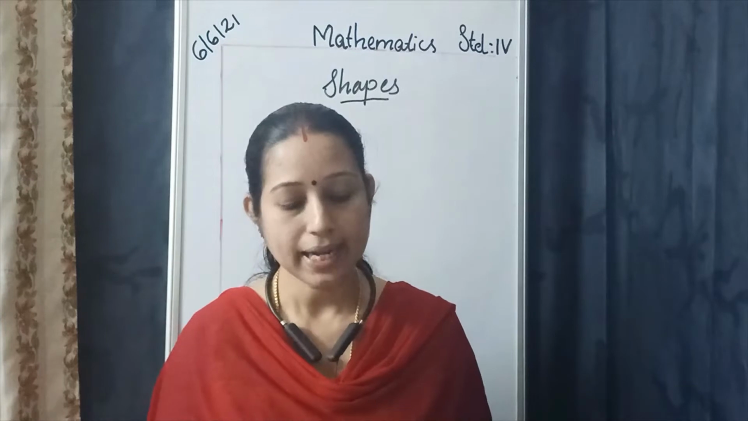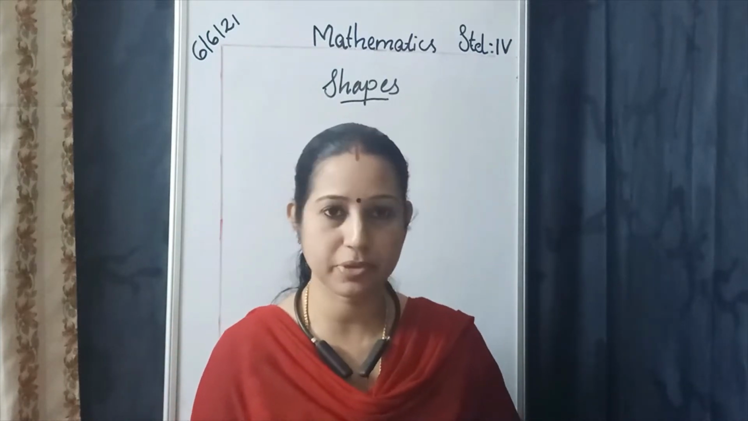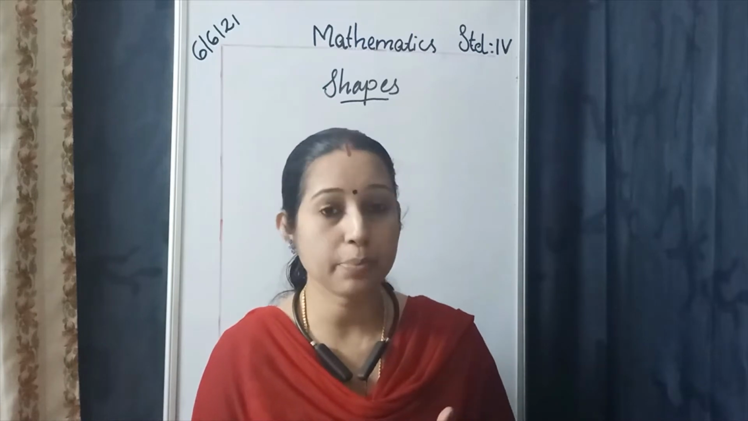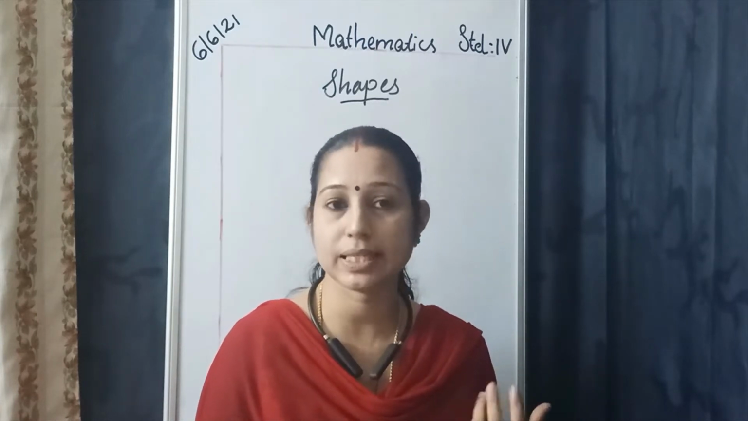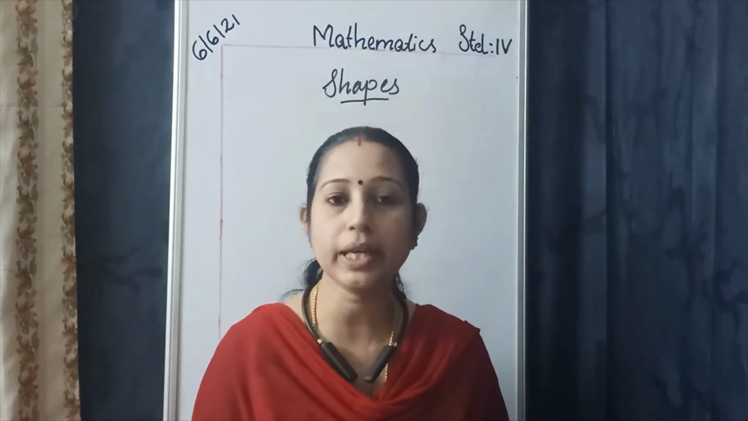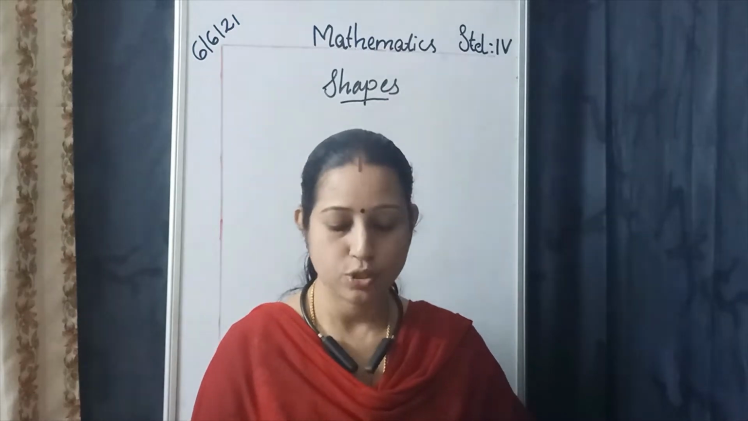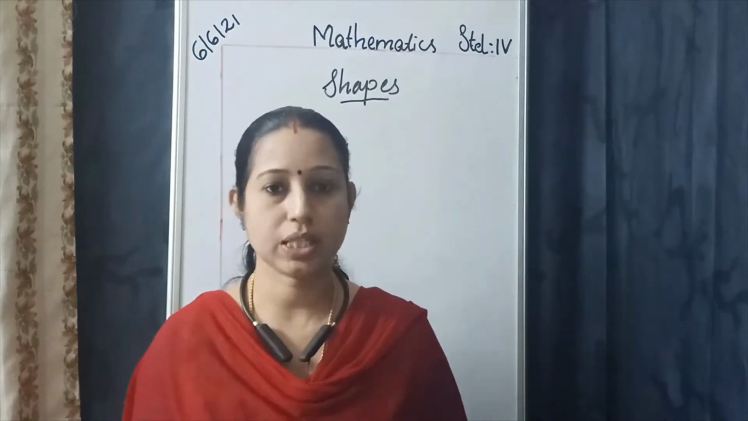Then, in textbook 1 and textbook 2, total 12 chapters are there. The teachers divided these 12 chapters into 3 sections, in 3 terms, and it will be informed to you how many chapters are in each term. Okay, so let's start the chapter.